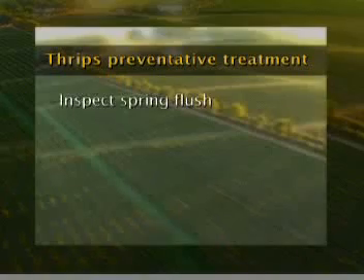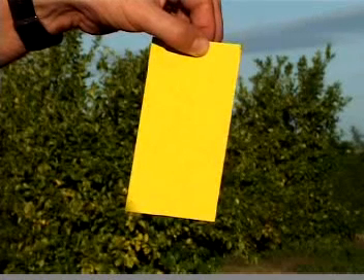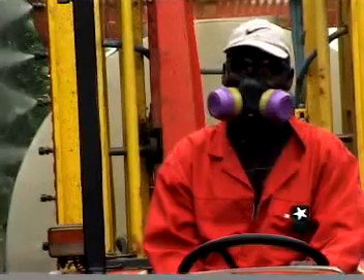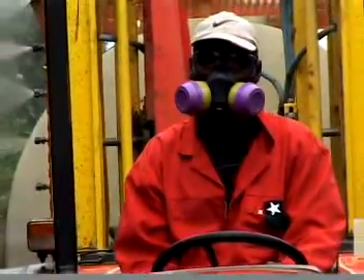This can be done by the scout inspecting this flush in spring, and if any infestation or damage on this flush is noted, a spray can be applied, or this can be done through the use of sticky yellow card traps. If card traps are used, and any citrus thrips are caught on these traps during this time of spring flush, then an application can be made on the spring flush.